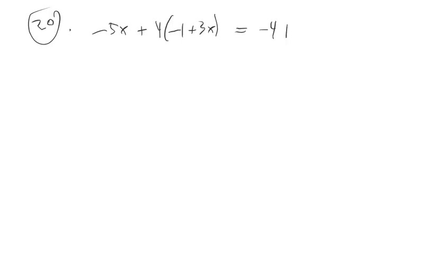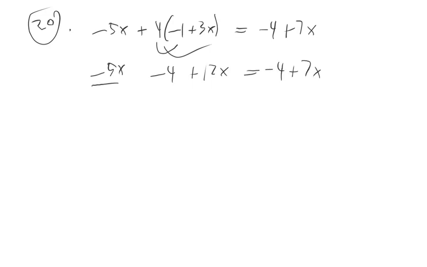Now, let's go ahead and try problem 20. So problem 20 says negative 5x plus 4 times (negative 1 plus 3x) equals negative 4. Oops. Equals negative 4 plus 7x. So first of all, we'll distribute this 4: negative 4, and positive 12x. Then we'll get negative 5x in front of that. And then over here, you'll have this.